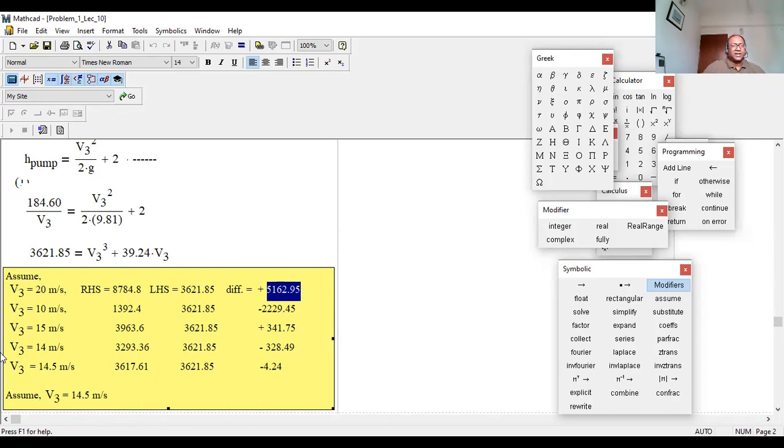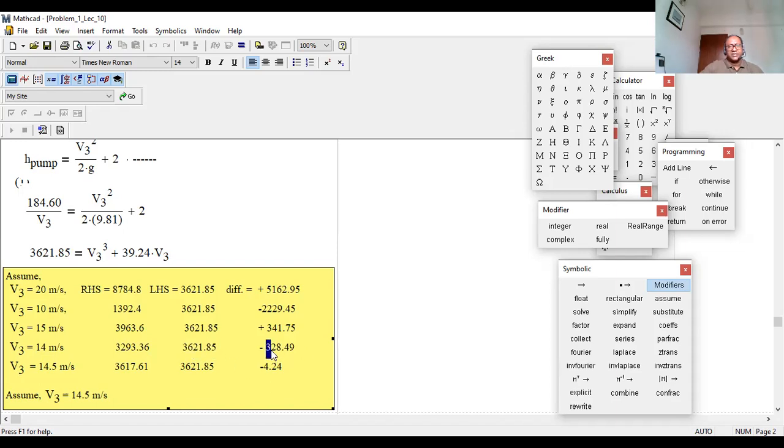So it is very high, then I think V3 equals 10 meters per second. This is my left side, this is my right side. You see it's too low, so I need to increase the velocity. So I think the velocity is 15 meters per second. What happened? The difference came down, but is still a little bit higher. So I put a little bit less, from 15 to 14. When I put 14, this is my right side, this is my left side.